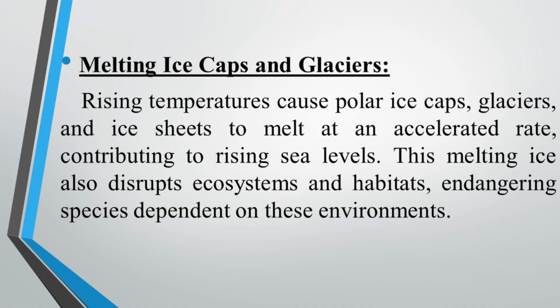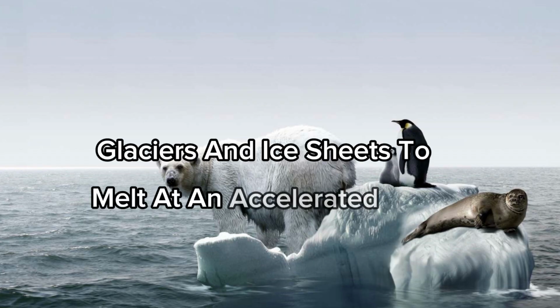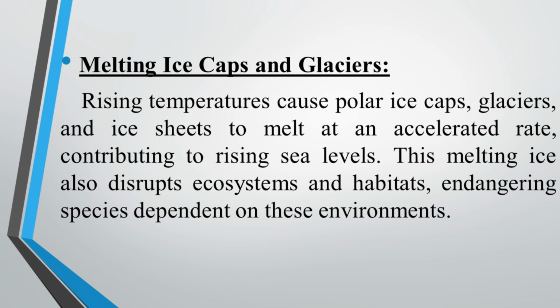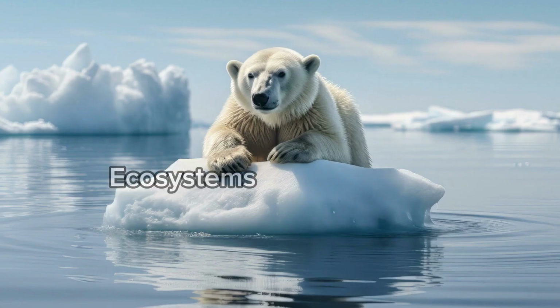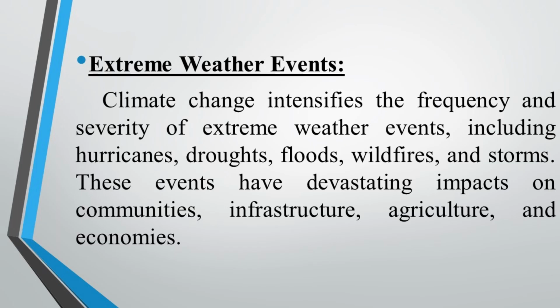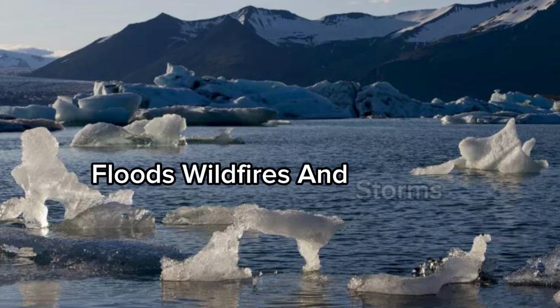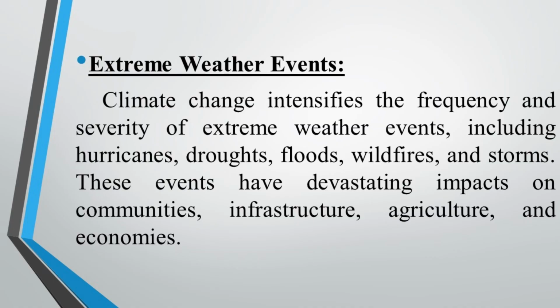Melting ice caps and glaciers. Rising temperatures cause polar ice caps, glaciers, and ice sheets to melt at an accelerated rate, contributing to rising sea levels. This melting ice also disrupts ecosystems and habitats, endangering species dependent on these environments. Extreme weather events. Climate change intensifies the frequency and severity of extreme weather events, including hurricanes, droughts, floods, wildfires, and storms. These events have devastating impacts on communities, infrastructure, agriculture, and economies.